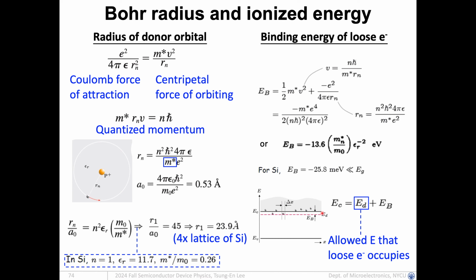That is how you can understand this binding energy. If the binding energy is smaller, that means this loose electron is easily lost and occupies the conduction band, providing the donor. So the smaller the binding energy is, the easier the loose electron can occupy the conduction band.